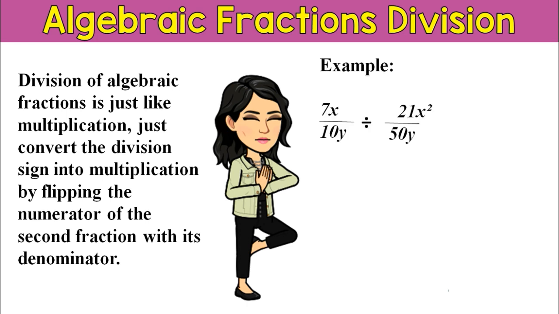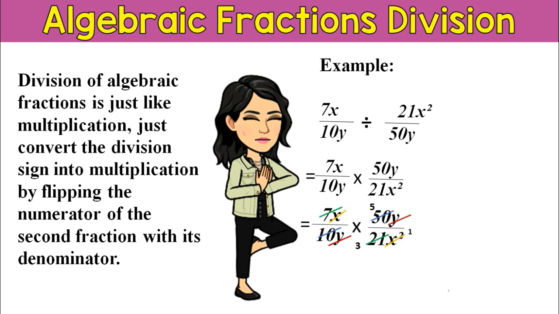Look at an example. In this example, we have an algebraic fraction being divided by another algebraic fraction. To solve it, we will first convert the division sign into multiplication by just flipping the numerator of the second fraction with its denominator, and then solving it just like a multiplication question, as we have solved so many examples earlier in the video.